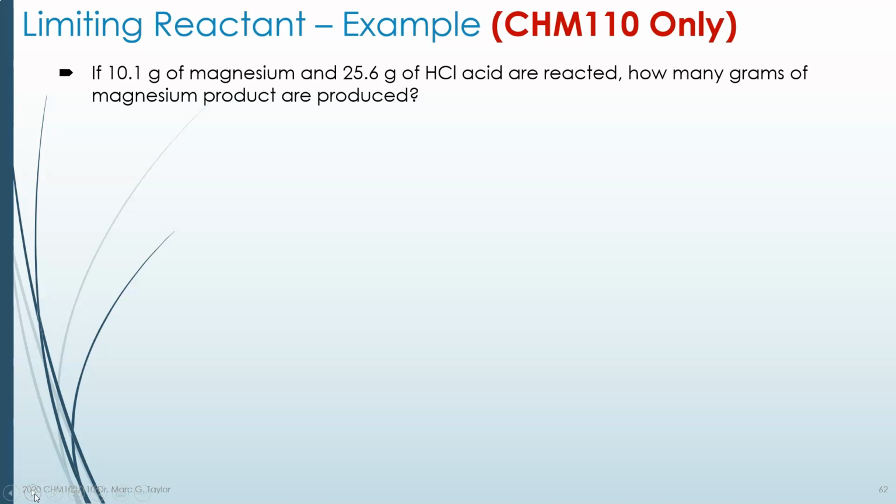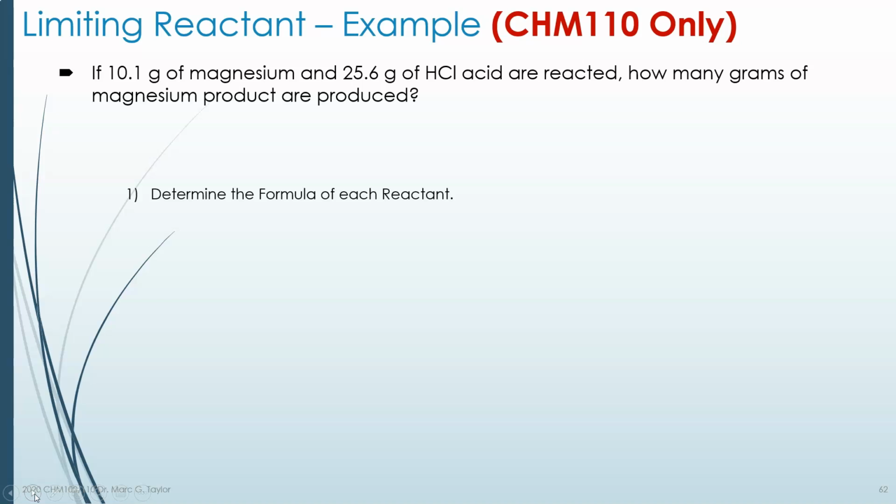You determine how much product you can get from 10.1 grams of magnesium with a lot of hydrochloric acid, and then you do a second calculation and say, I have 25.6 grams of hydrochloric acid and I have all the magnesium in the world, I'm not going to worry about magnesium. And then you ask yourself, which one made more product? Well, the first thing you have to do is figure out the formula for each of your reactants.